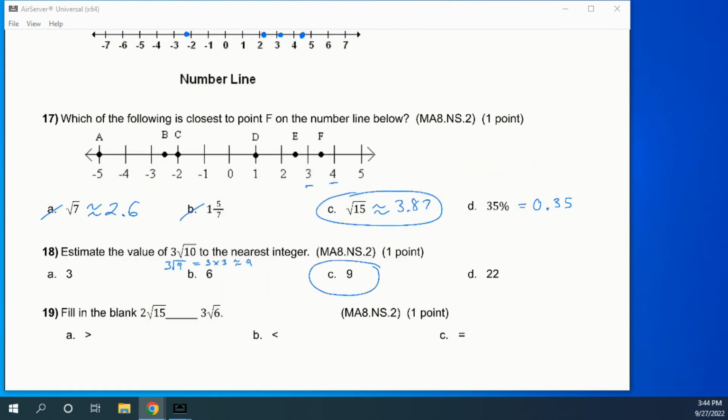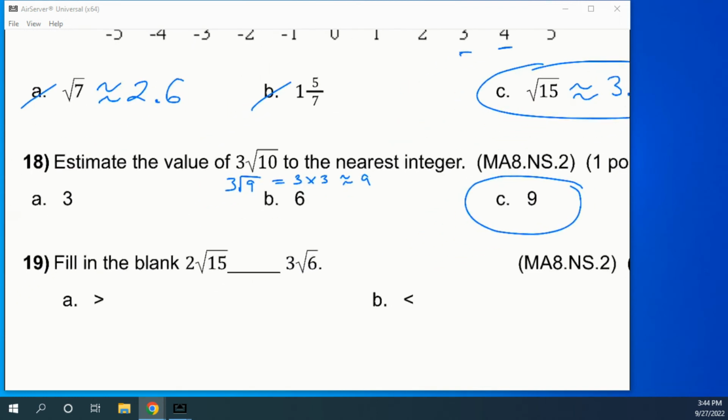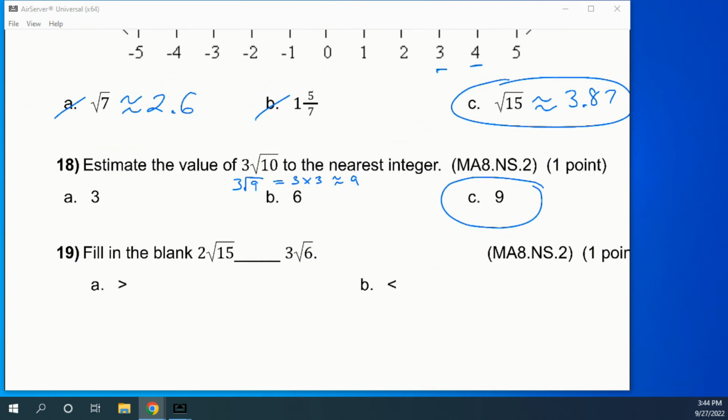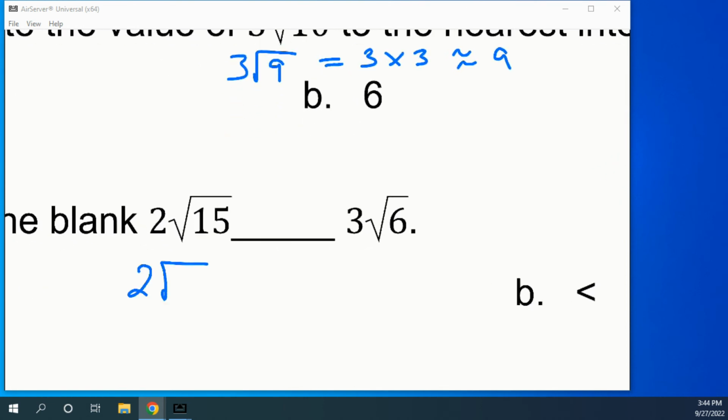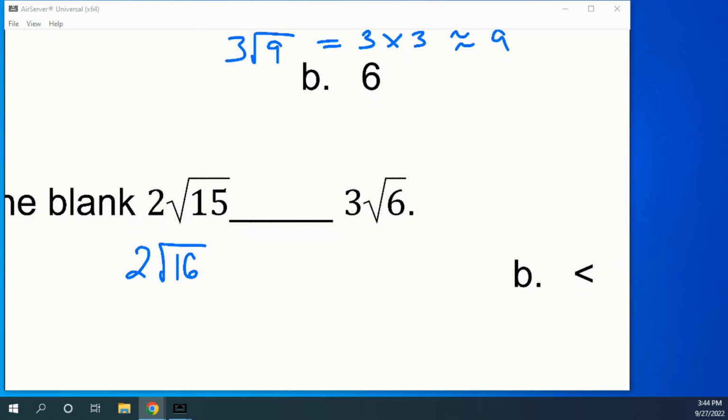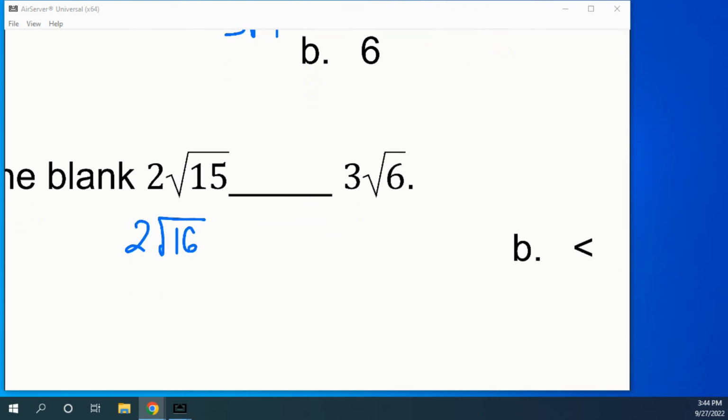Okay. You could also just type that into your calculator, which is 9.486. But I'm estimating, that's what the problem says to do, so that's what I will do. Kind of find my perfect squares around that one. Fill in the blank. We need to make this inequality true here. Is it going to be greater than, less than, or equal to? I kind of want to estimate. I'll use a calculator to check, but my closest perfect square to 15 is 16, and the square root of 16 is 4. So 2 times 4 gets me 8.